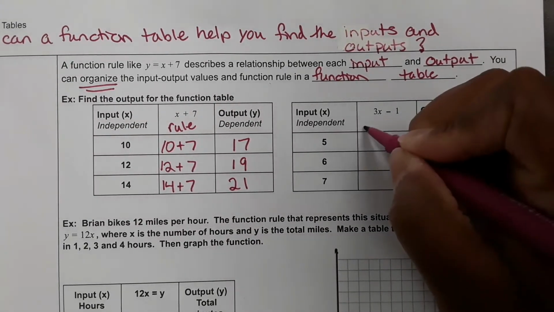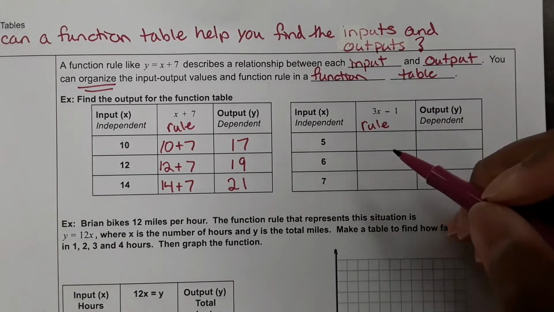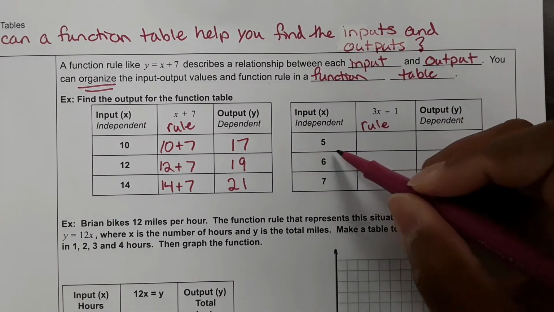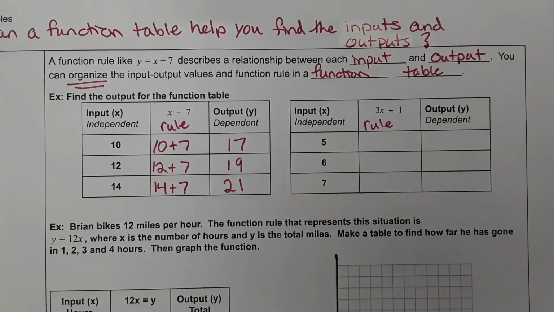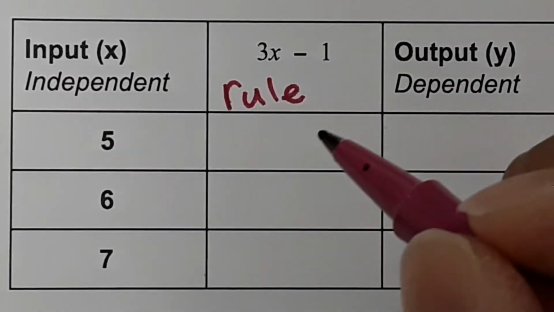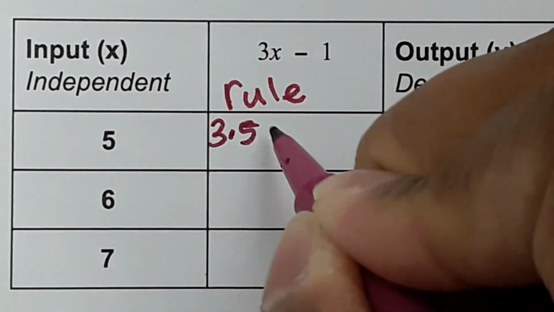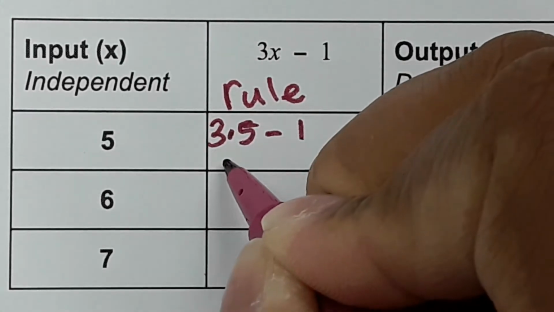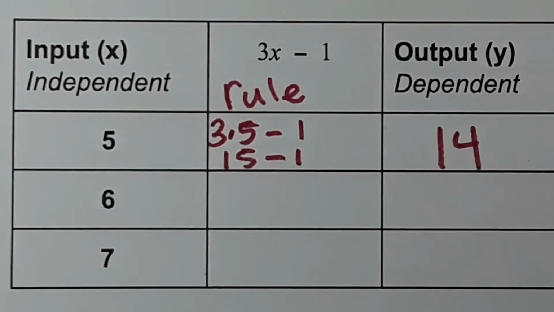This time our rule is 3x minus 1. So we're going to take our input, multiply by 3, then subtract 1. So I'm going to write kind of tiny here so we can fit all of it, and look at that, zoomed in even better. All right, so we have 5 is my input, so it's 3 times 5 minus 1. Well, 3 times 5 I know is 15. 15 minus 1, output would have been 14.